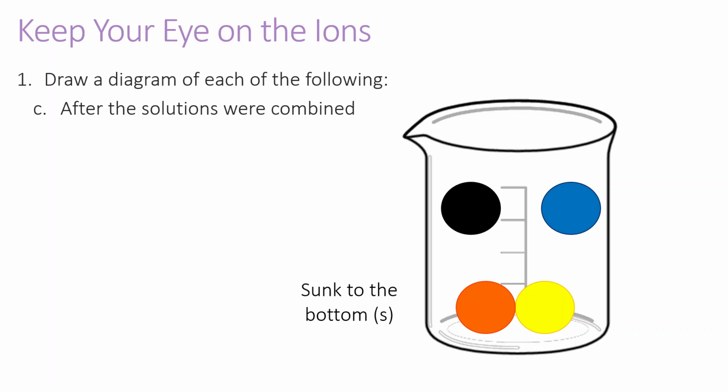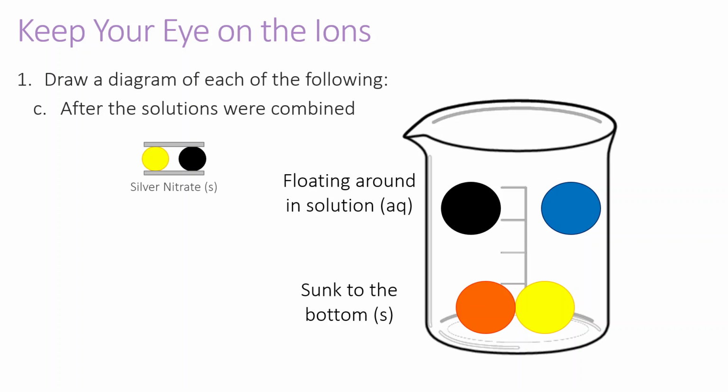So we saw that we formed a new compound here. This is a double replacement reaction. We formed a new compound and it sunk to the bottom and formed a solid. And we still have some ions that are just floating around in solution here. So to compare where we started from, we see that we have silver nitrate solid and sodium chloride solid. So we can see that we have some of those ions, the black and the blue, are just floating around in solution. They didn't actually react, whereas the orange and the yellow, they did react and formed a new compound, which sunk to the bottom of the beaker as a solid.